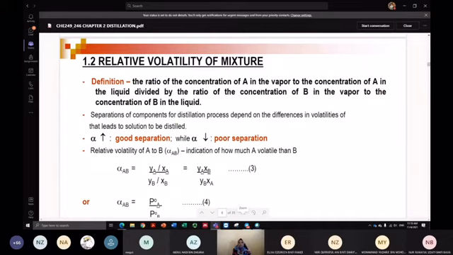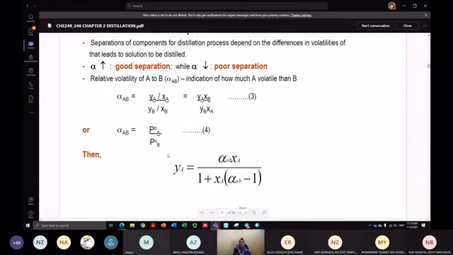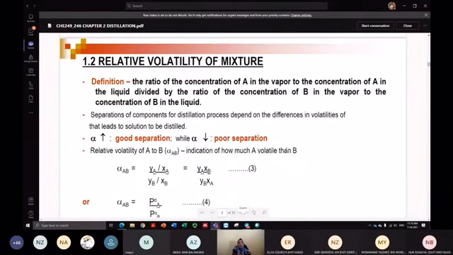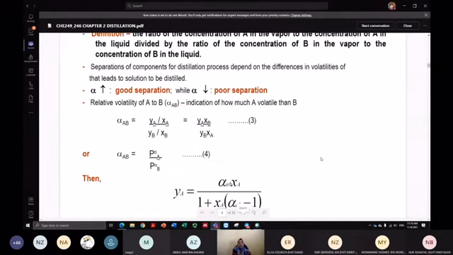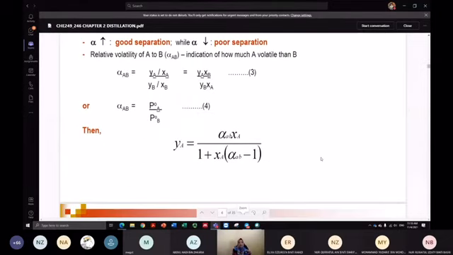Or you can use the partial pressure of pure A and pure B also. So you can use equation 3 or equation 4 to get the value of your alpha. So relative volatility of a mixture is given by the symbol alpha.